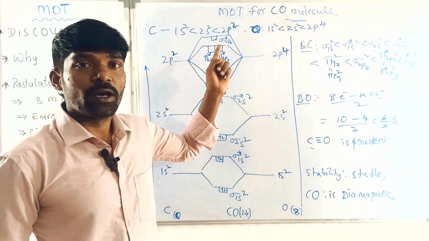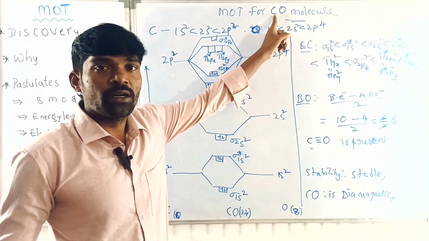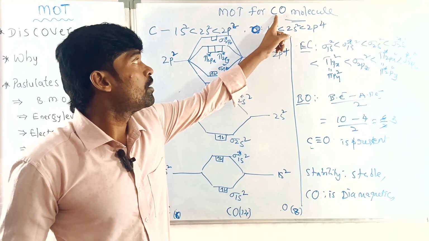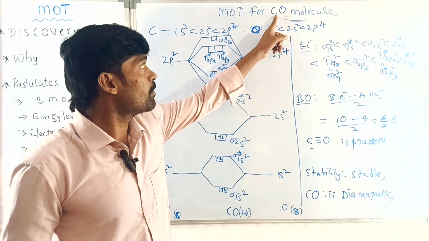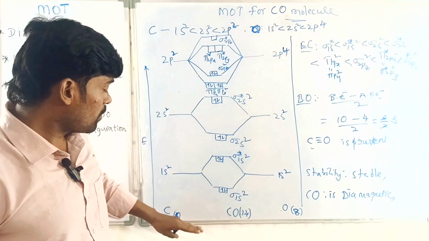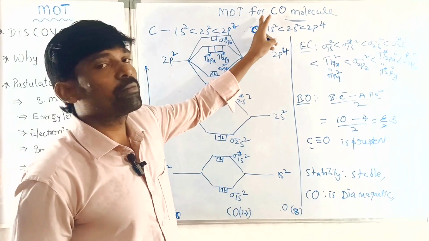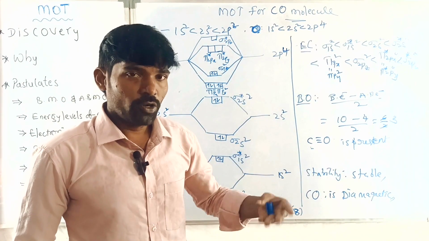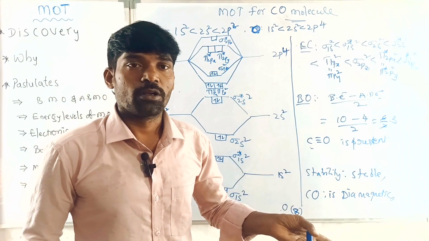N2 is a homonuclear molecule. CO is a heteronuclear molecule. In the exam, if they ask you to write the molecular orbital theory for a heteronuclear molecule, you have to write CO molecular orbital theory. If they ask to write the molecular orbital theory for a homonuclear molecule, then you can write the N2 molecule or O2 molecule.